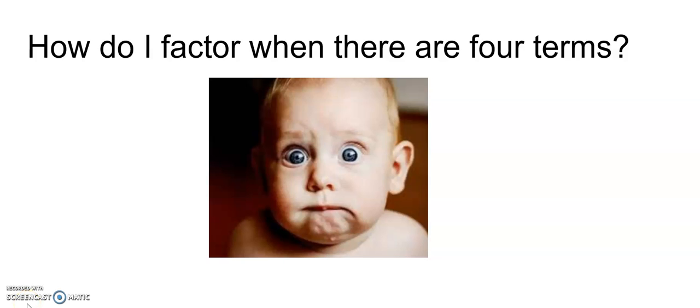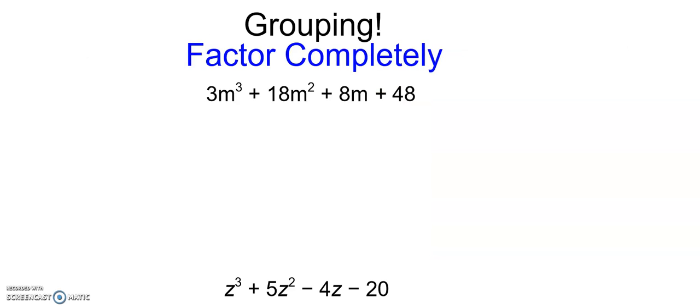All right, so we're going to stay on the factoring train, and now we're going to look at what to do if I've got 4 terms. That seems daunting, but it's not. So we do what we call factoring by grouping. What does that mean? That means that we group things and then factor.